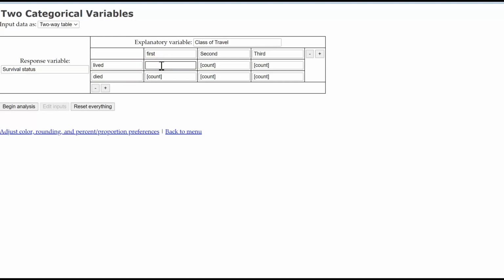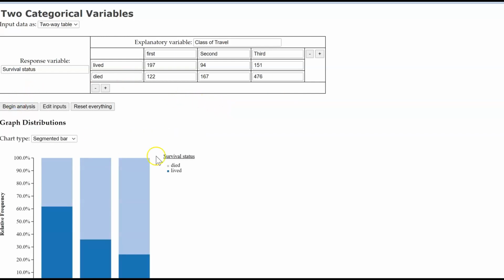And let's enter the information: 197, 94, and 151. For died, it was 122, 167, and then 476. Okay. And next thing you're going to do is hit Begin Analysis.